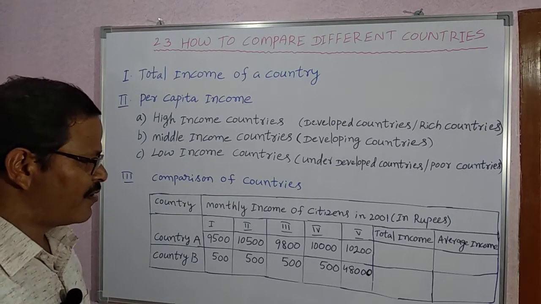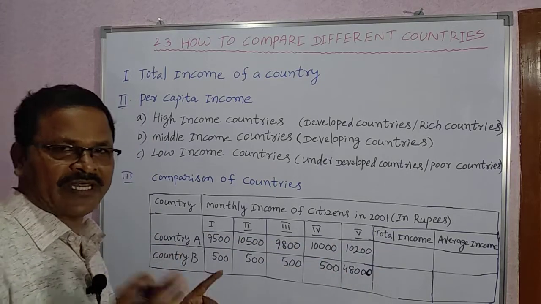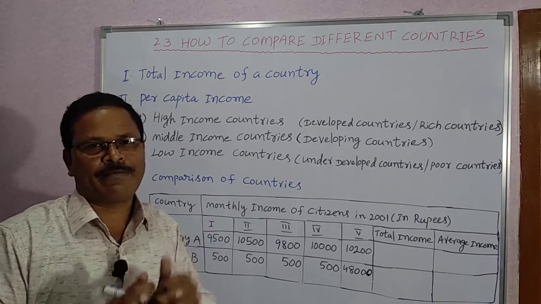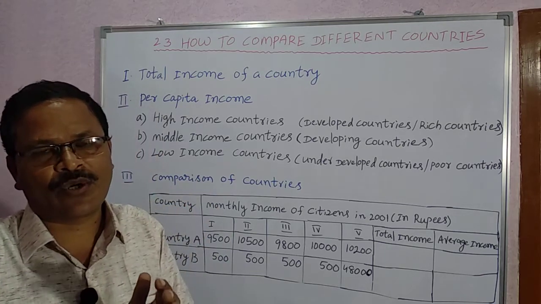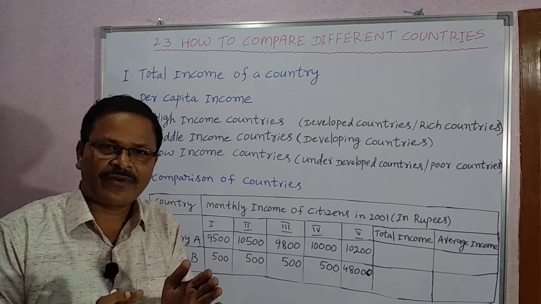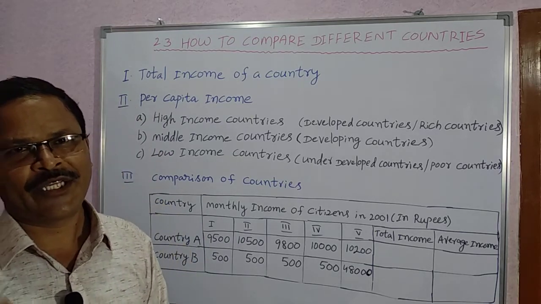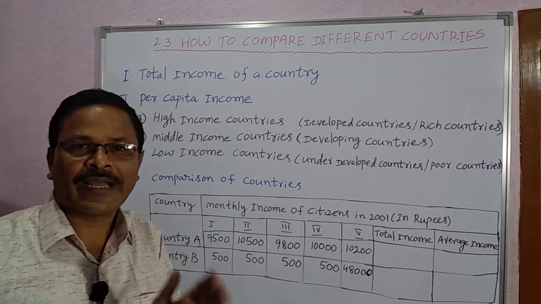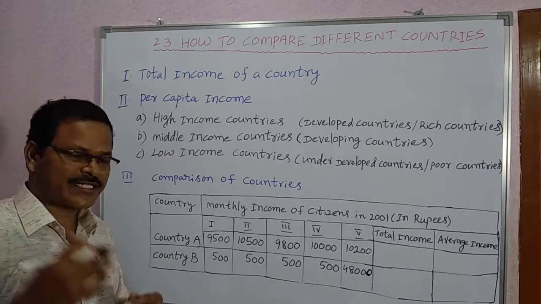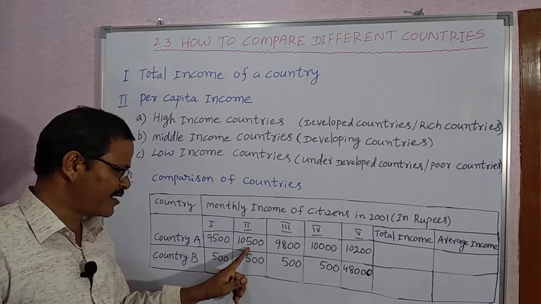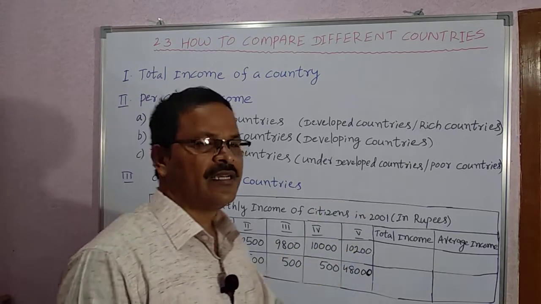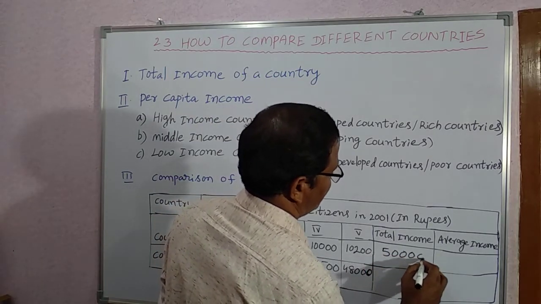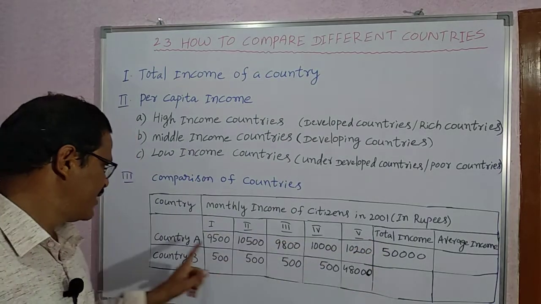Can you say what is the total income of country A? We have already discussed how to get total income. Total income of a country is the income of all the residents of a country. I think you understand this. If you add these 5 incomes, you get the total income of country A. What will we get? 9,500 plus 10,500 plus 9,800 plus 10,000 plus 10,200. We will get 50,000. This is the total income of country A.